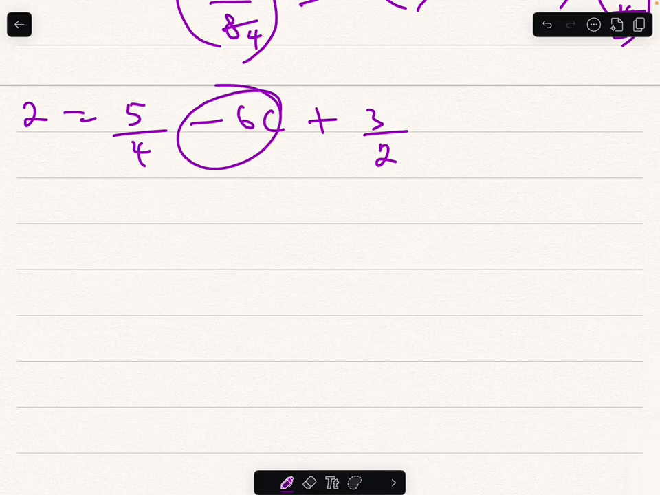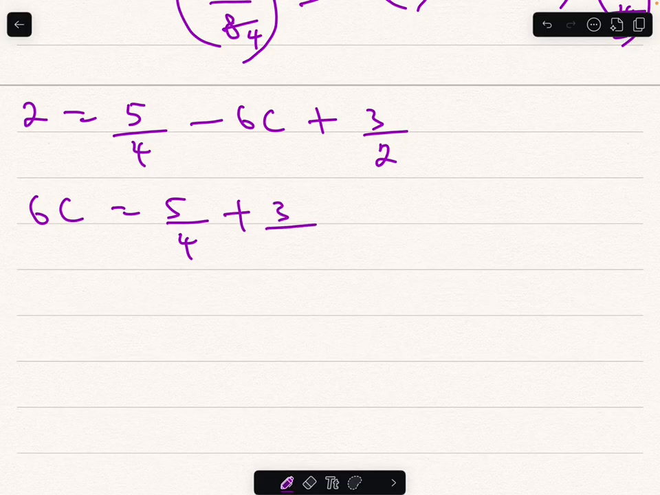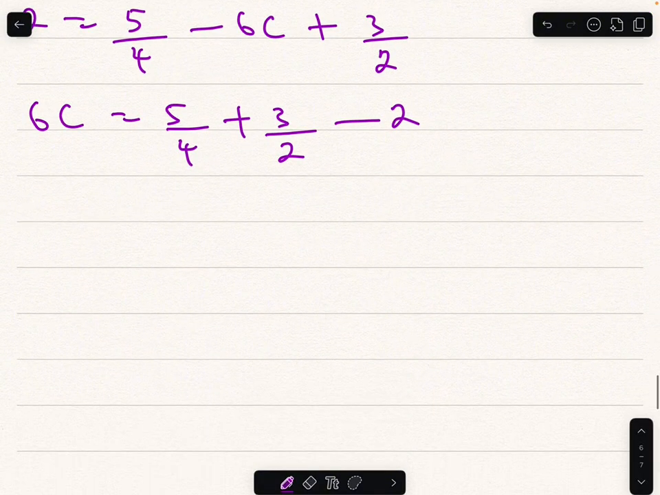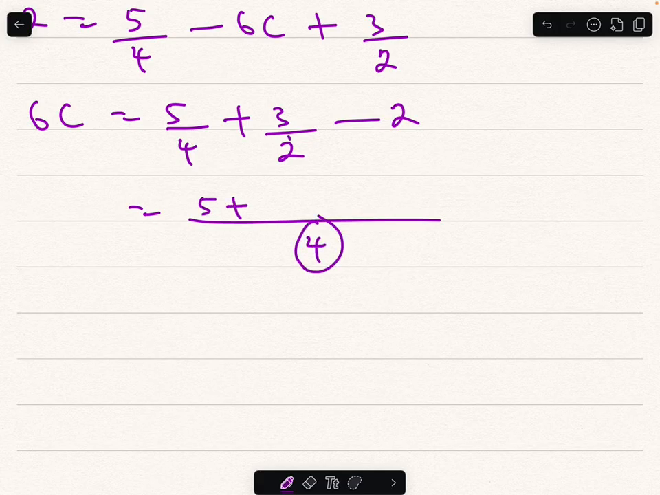let's take minus 6c to the left-hand side, and it becomes plus 6c, and I'm taking 2 to the right-hand side. So plus 6c equals 5 over 4 plus 3 over 2. When 2 goes to the right-hand side, it becomes minus 2. And that simply means, what do we do here? Find the LCM. The LCM is 4. That will be 5 plus 2 in 4. 4 divided by 2 is 2.